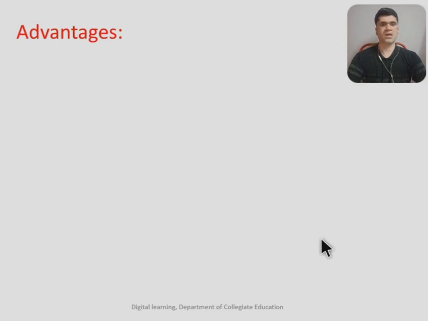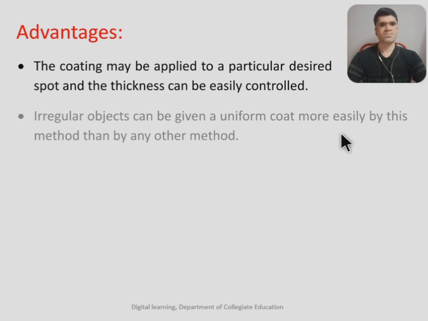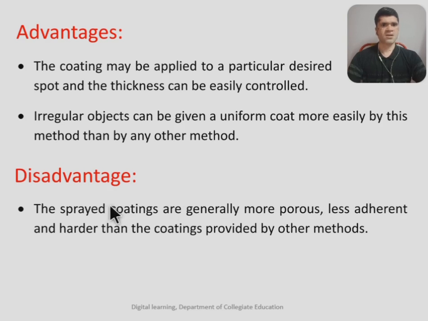Next we will move to advantages of this. The coating may be applied to a particular desired spot and the thickness can be easily controlled. Irregular objects can be given a uniform coat more easily by this method than by any other method. And what are the disadvantages of this method? The sprayed coatings are generally more porous, less adherent, harder than coatings provided by other methods. So these are the advantages and disadvantages of hot dip and metal spraying.